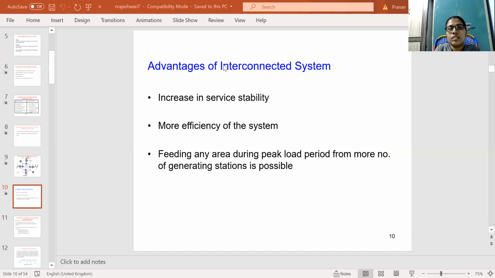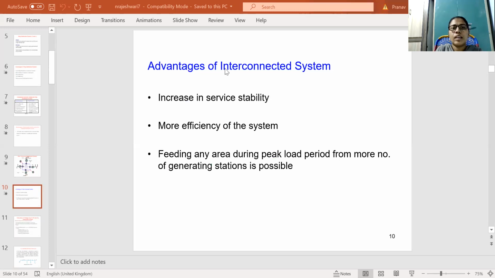The advantages of the interconnected system. Some of the advantages over ring main systems: an increase in service stability and more efficiency of the system, and feeding any area during peak load periods from a larger number of generating stations is possible.